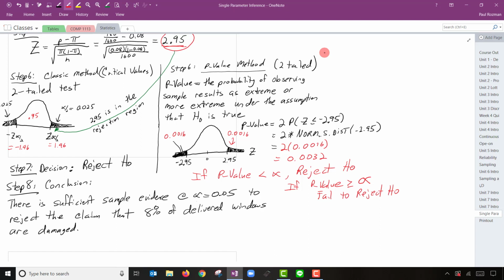The second method is what's preferred, but it might seem a little more foreign than the classic method if you're already used to doing confidence intervals. But we're pretty good with our probabilities, so I think you'll be okay with this p-value method. I may ask both. So on a test, I might say, conduct the following hypothesis test using the classic method. Or I might say, conduct the following test using the p-value method. So you will need to know both.